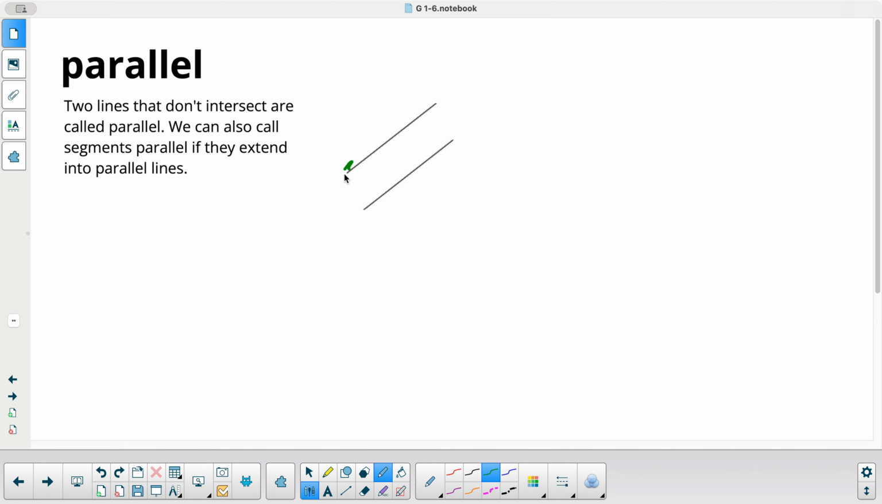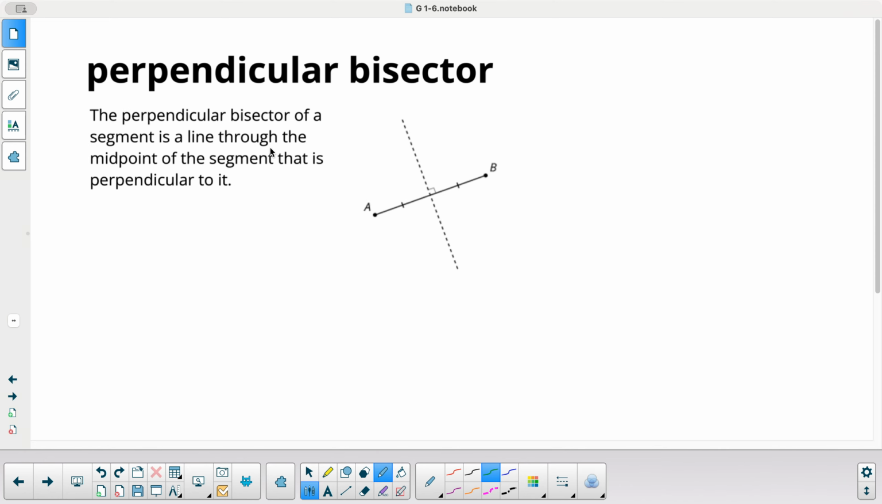Parallel. Really, there should be arrows on here. Parallel lines never intersect. We mark them as parallel with an arrow on the line. That means that they are parallel. Perpendicular bisector of a segment is a line through the midpoint of the segment that is perpendicular. So we know it's perpendicular because of the right angle. We know that this is the midpoint. I'll mark it as M because we have congruency marks. So AM is congruent to MB.